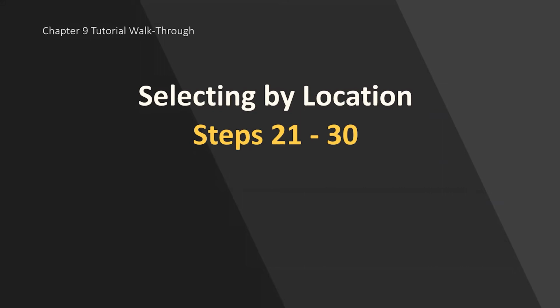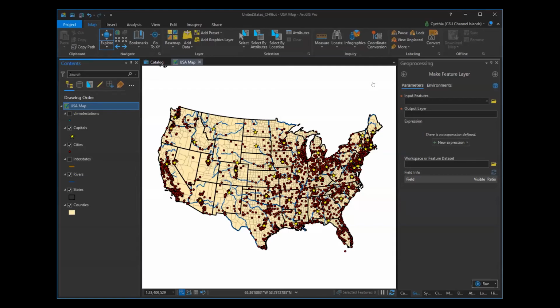Okay, now let's move on to the next section, selecting by location, steps 21 through 30. So back to our map project. Be sure you save. We didn't do that before we closed last time. Now we're going to be looking at the Select by Location tool, and it's the next one in the lineup here in the selection group under the Map tab. The first thing we're going to do is search for counties that intersect rivers.